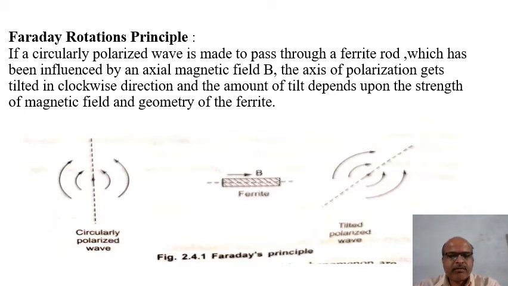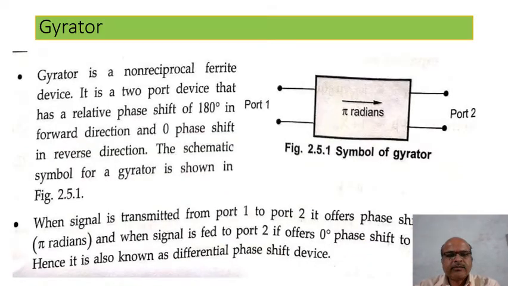The statement is easy. From this figure you can recall this statement. When a circularly polarized wave is made to pass through a ferrite rod with an axial magnetic field, then the axis of polarization gets tilted in which direction? Clockwise direction, and the amount of tilt depends upon the strength of the magnetic field and the geometry of the ferrite. The first device which operates on this Faraday rotation principle is the gyrator, and in this gyrator generally ferrite material is used. So gyrator is a non-reciprocal ferrite device.